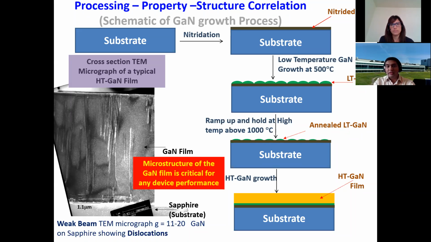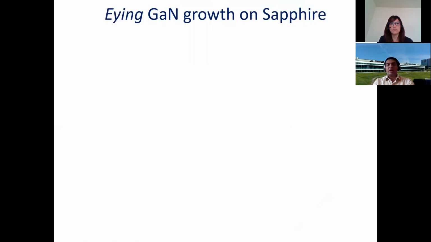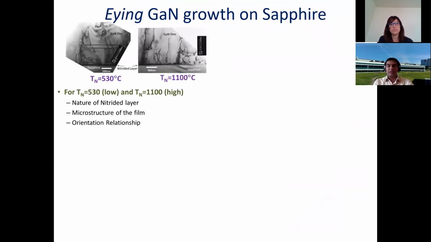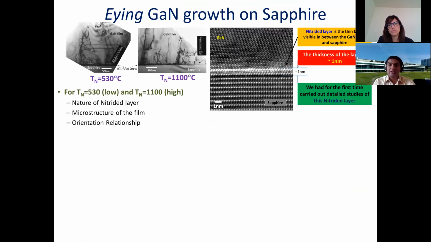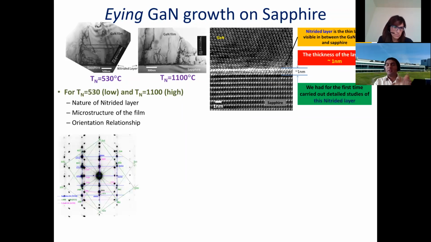So this was one of my studies, part of my doctoral research work, where I studied the gallium nitride growth on sapphire for different nitridation temperatures. And we essentially identified a nitrided layer, and that nitrided layer itself is about 1 nanometer thick. So understanding the crystallography and chemical nature, all at just about 1 nanometer thickness, is quite challenging. And using microscopy techniques, we did that.